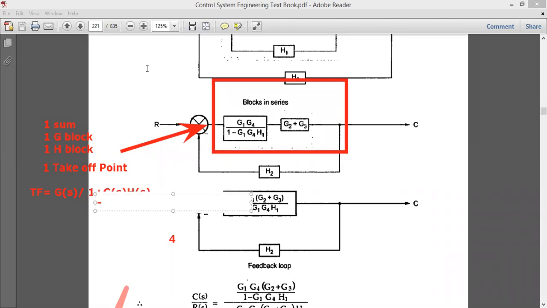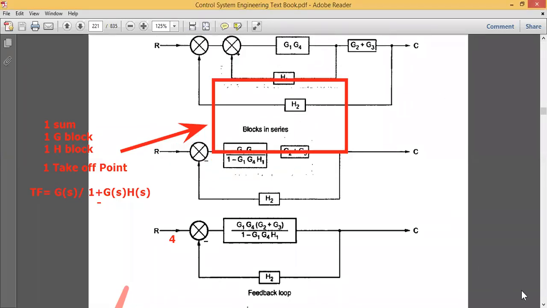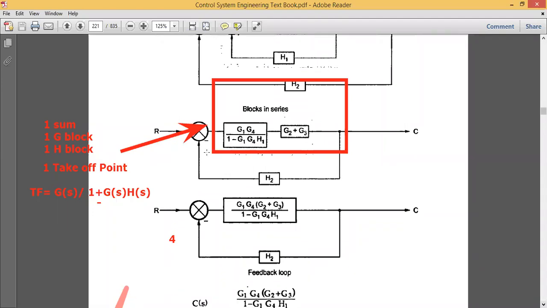We can write minus also, right? So here it is G of S divided by 1 plus or minus G of S into H of S. So sometimes it will be plus, sometimes it will be minus. Therefore in the figure you can see that G of S is my first block divided by 1. It was minus, so I have written it minus.